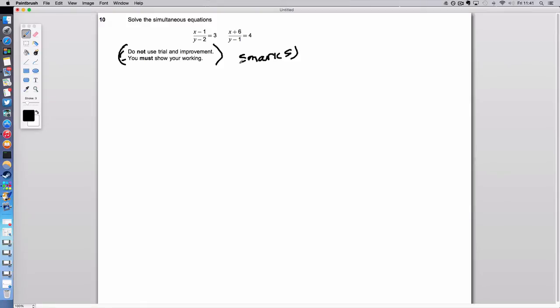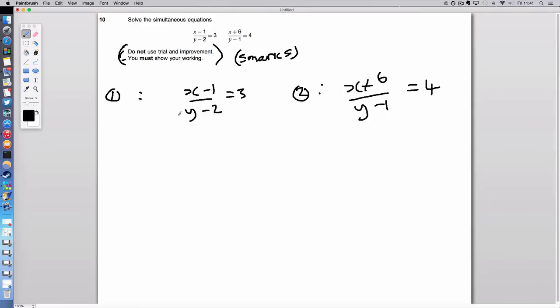5 marks for this question to find out the x and y values for which both of these equations are true. Okay, so if we crack on straight away, we're going to label these 1 and 2. So this one is (x minus 1) over (y minus 2) equals 3, and over here equation 2, we have (x plus 6) over (y minus 1) equals 4. We'll concentrate on part 1 here and explain what we're doing at each stage, and then we'll simplify and quickly complete part 2.